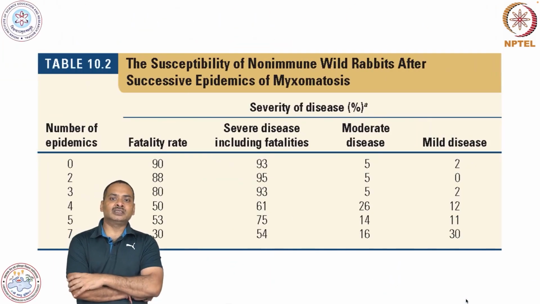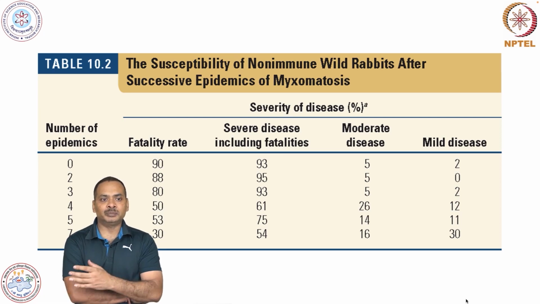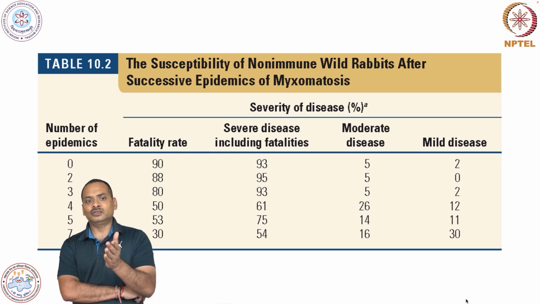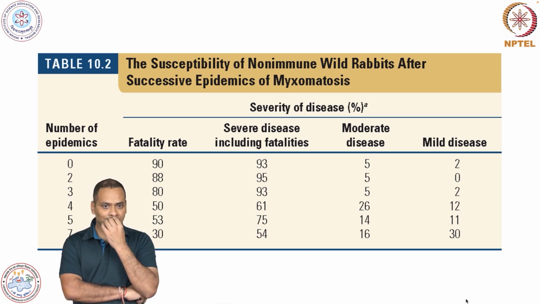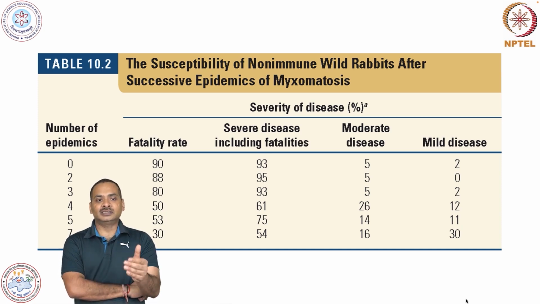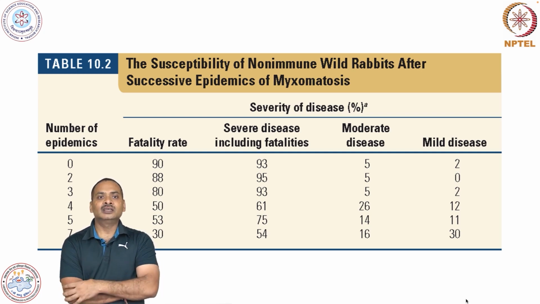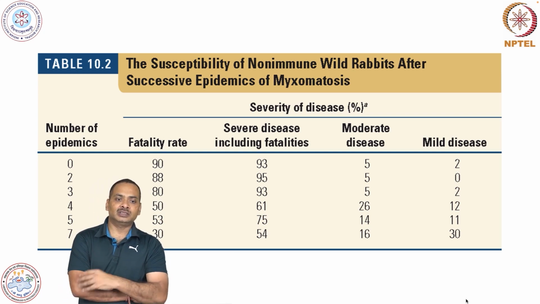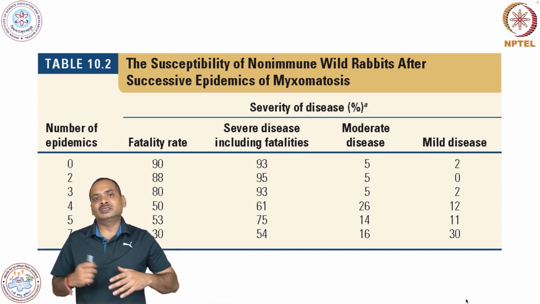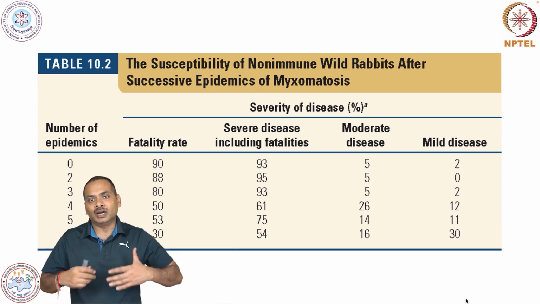Here you can see how it is happening. So, number of epidemics: in the first epidemic there will be a lot of fatality, about 90%. Okay, and very few had a mild disease, but most of them died. In the second, you can see that the fatality is reduced, and towards the end, at the seventh epidemic, it is just 30% fatality. Okay, and 30% of individuals developed a mild disease.